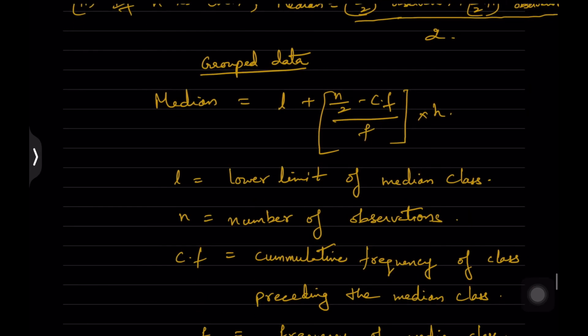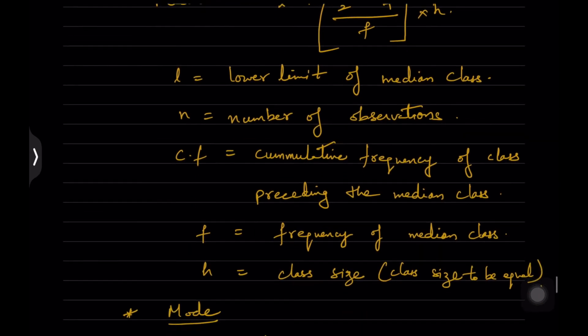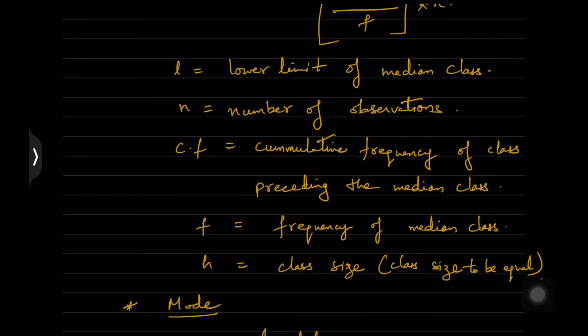Now for grouped data, the median is equal to L plus (n by 2 minus CF) divided by F, into H, where L is the lower limit of the median class, n is the number of observations, CF is the cumulative frequency of the class preceding the median class, F is the frequency of the median class, and H is the class size. The class size should always be equal.